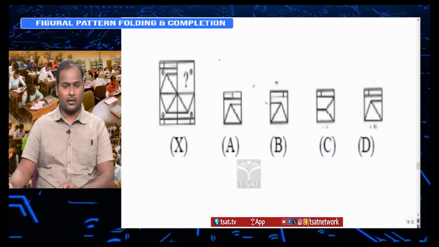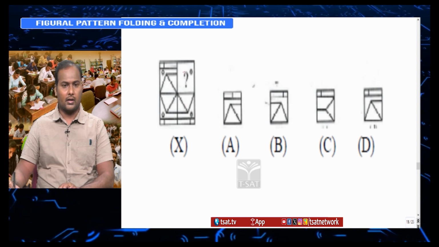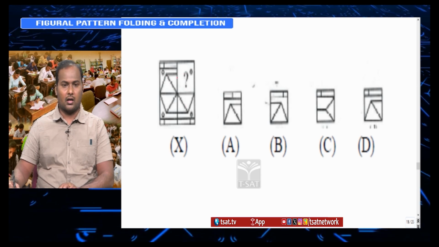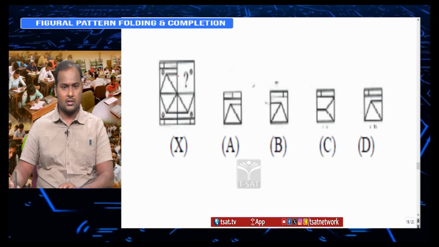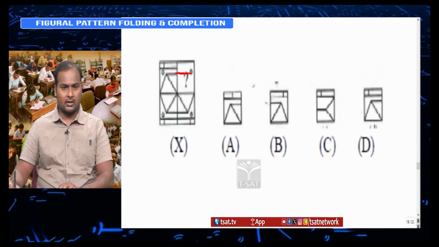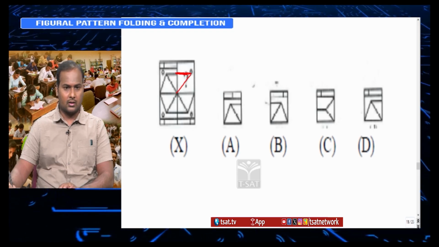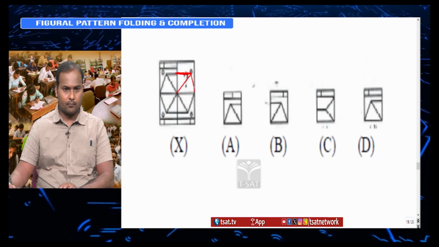Next question in figure completion. Here also 3 parts are given. You need to identify the 4th part. I already said that in this type of question, just draw directly. Just draw the incomplete part. If I draw a line like this, I am going to get the complete image like this.